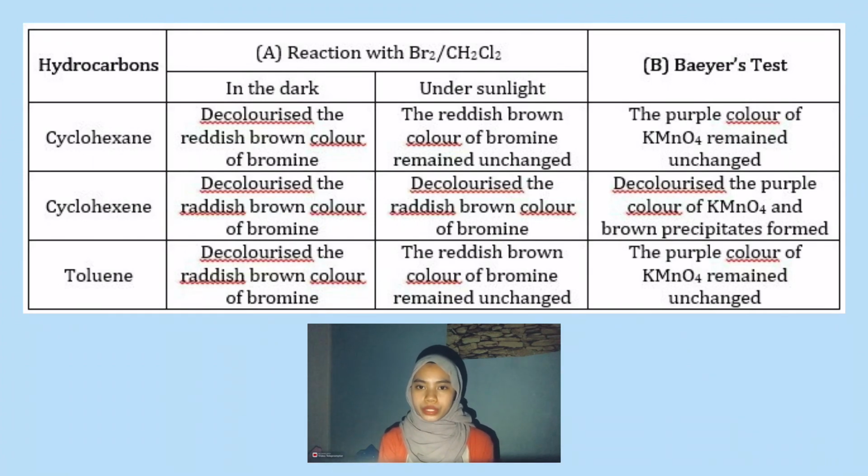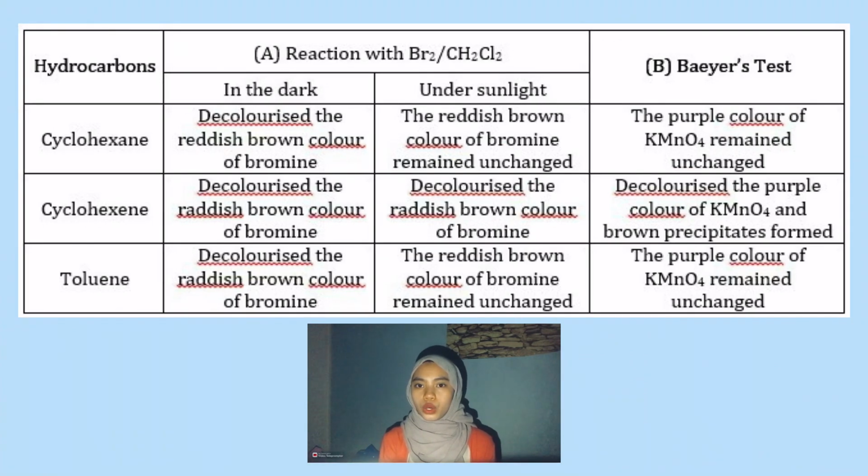Besides that, when cyclohexane, cyclohexene, and toluene undergo the Baeyer's test, only cyclohexene decolorizes the purple color of KMnO4 and brown precipitates will form, while the others remain unchanged.